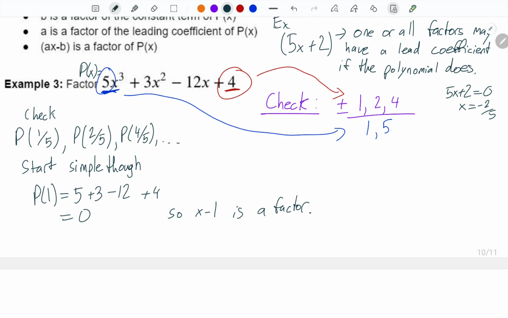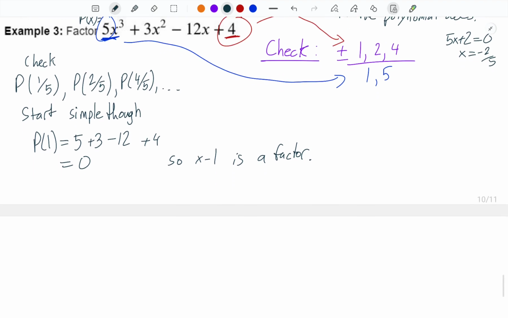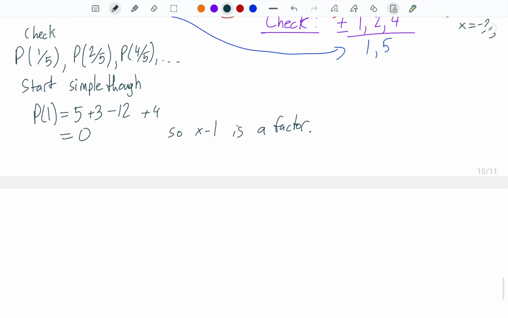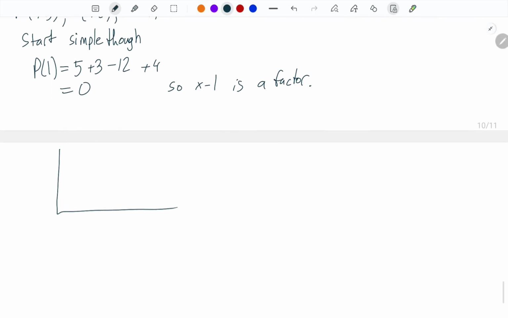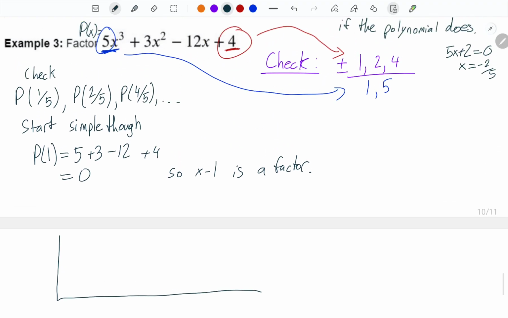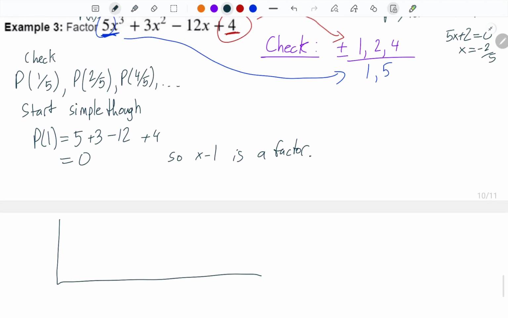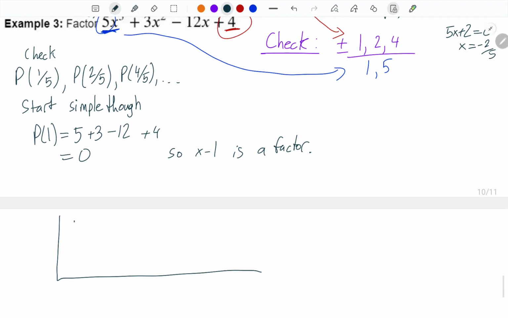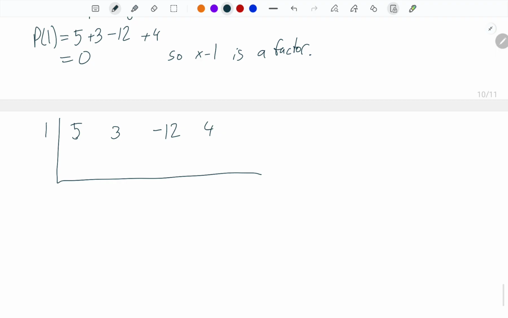So just because we have something with a lead coefficient doesn't mean your only factors are going to be fractions, or only going to come from fractions. You can still have just regular factors too. So let's do a little bit of synthetic division. So our polynomial is 5, 3, negative 12, and 4. And just go through and divide using the synthetic division.